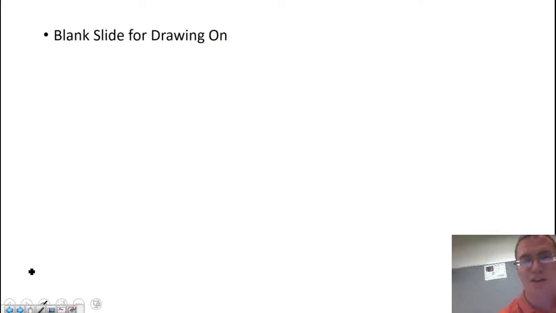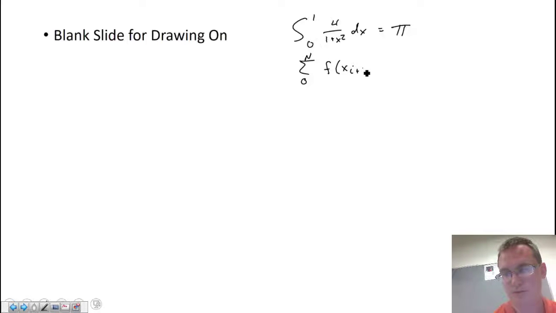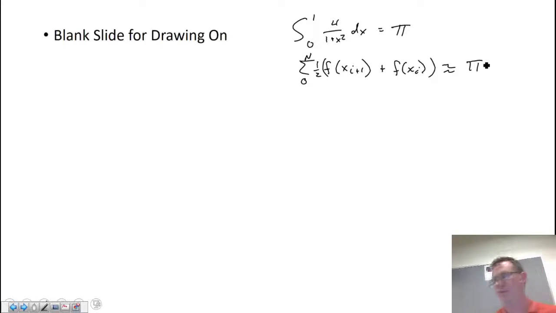Alright, so the MPI Pi project, what we have to do is we have to integrate from 0 to 1 this fancy function. It's like 4 over 1 plus x squared. Is that right? Yes. And that should equal pi. But since we're doing this integration numerically, using the trapezoidal rule, it actually ends up looking like a sum from 0 to n of, half of that, and that's going to approximate pi. Right?